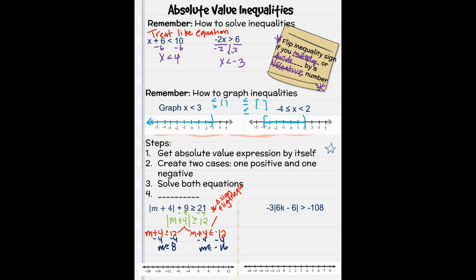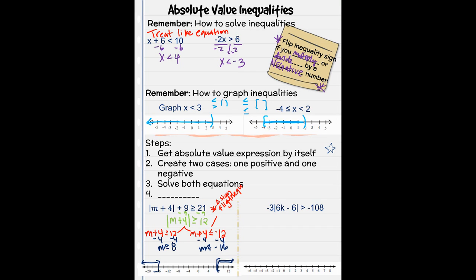So we can have a graph that looks like this. Bracket. And then less than or equal to negative 16. Okay, pretend those lines are on the number line.